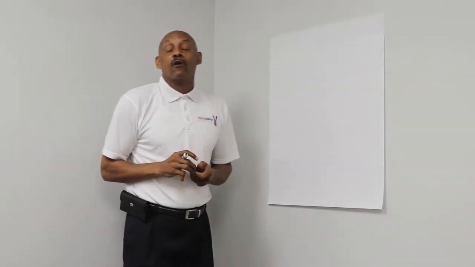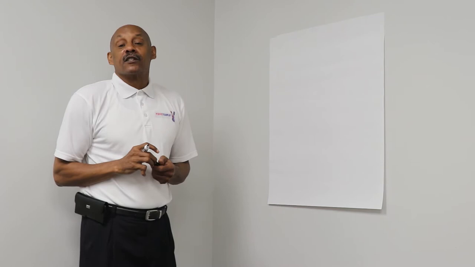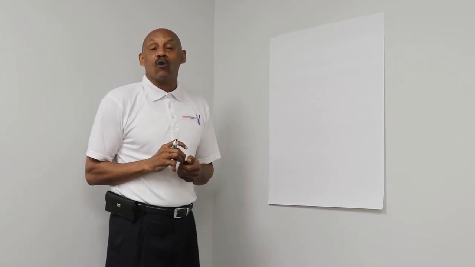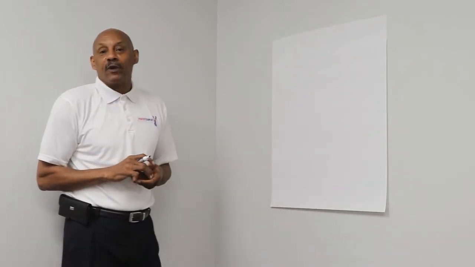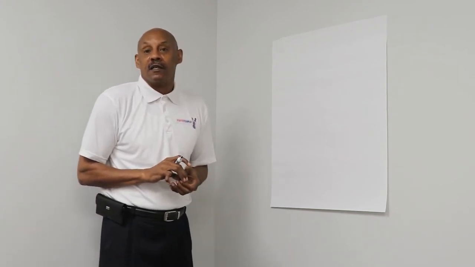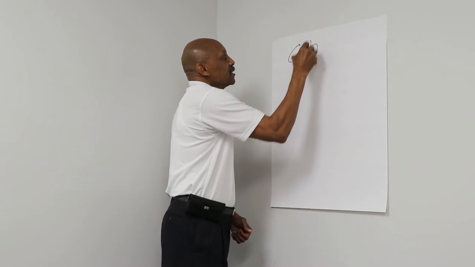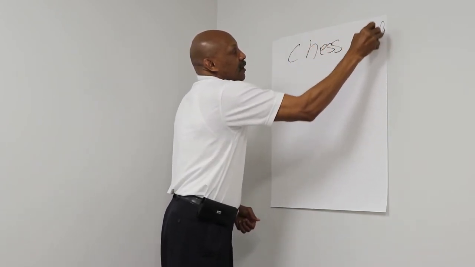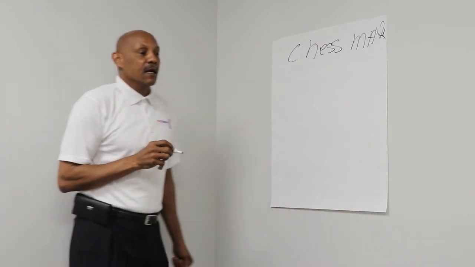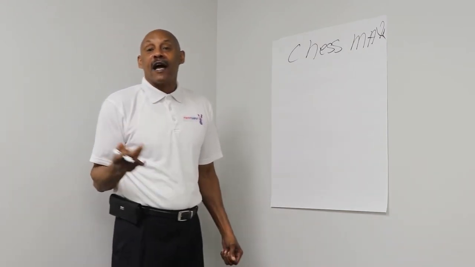Now the reason why we're going to math is because chess associates itself with math more than any other subject. And we can use the four cores of math because of the value of the pieces to create equations. So I'm going to label this chess math, okay? And we've already gone over the value of the pieces.